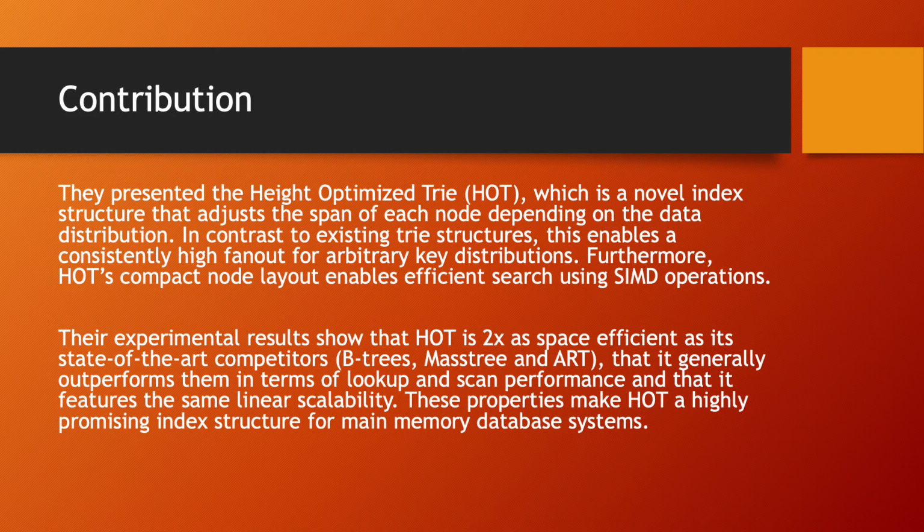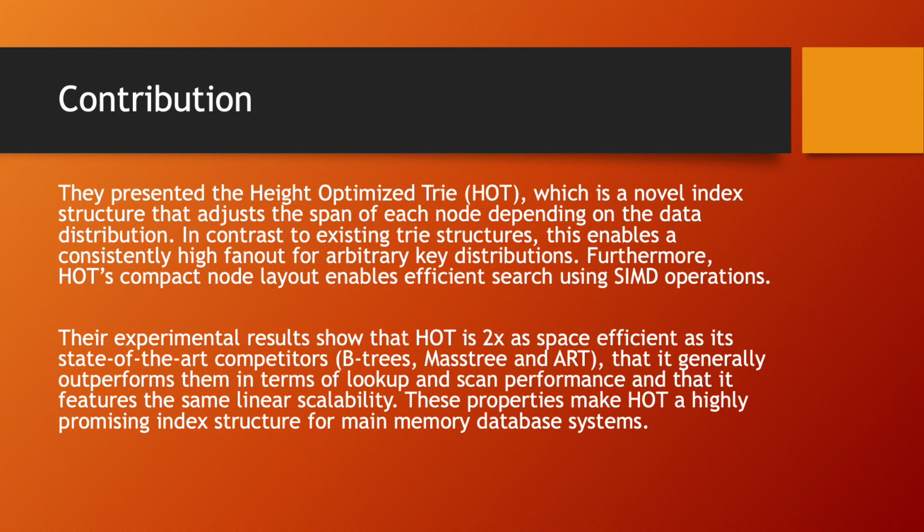Now, looking at the contributions of the paper, they presented the height optimized Trie, which is a novel indexing structure that adjusts the span of each node depending on the data distribution. In contrast to existing Trie structures, this enables a consistently high fan-out for arbitrary key distributions. Furthermore, HOT's compact node layout enables efficient search using SIMD operations.